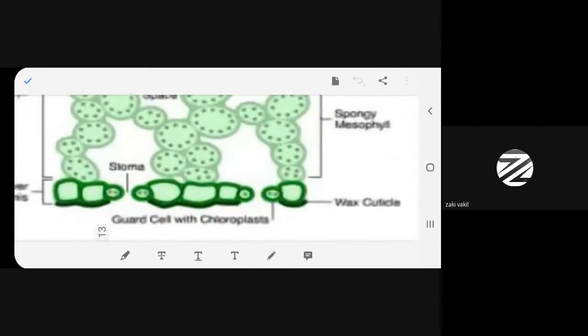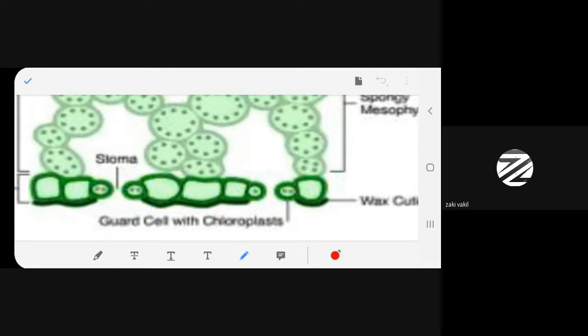In this lower epidermis, we have the stomata and guard cells. In the lower epidermis, what do we have? Beta, don't shout, I said. Stomata. So we have stomata, and the space in between the stomata is called stoma.